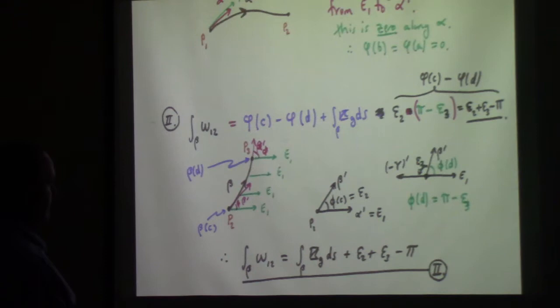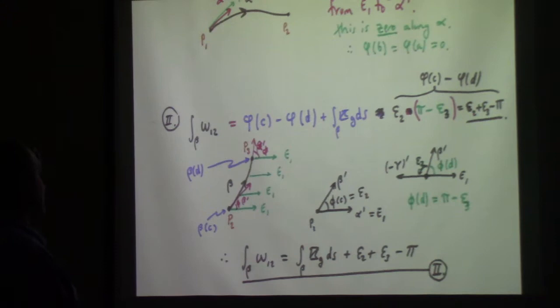Let's see here. So I've got, well, phi of c is e2 in this case, and alpha prime is e1, beta prime looks like that. The angle of inclination at d here, so this is phi of, this is beta of c, this is beta of d. So phi of d is this angle up here, whereas phi of c is this angle down here.